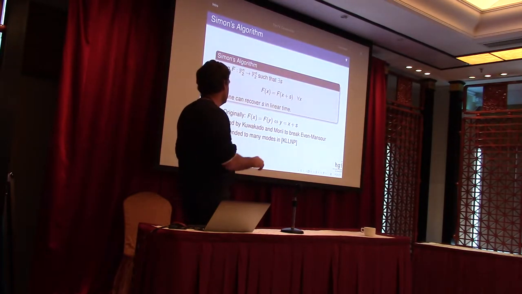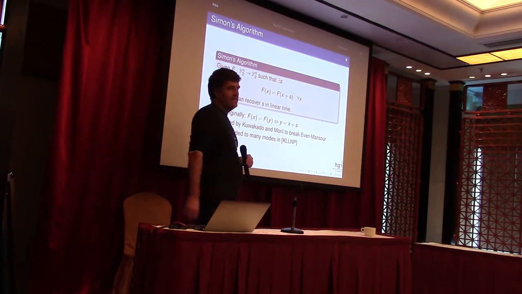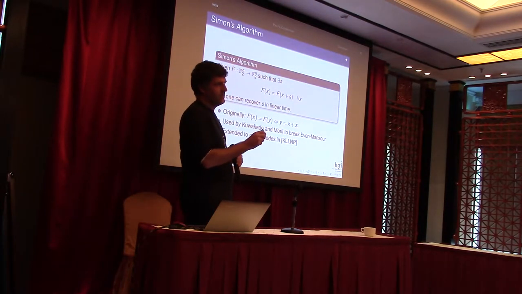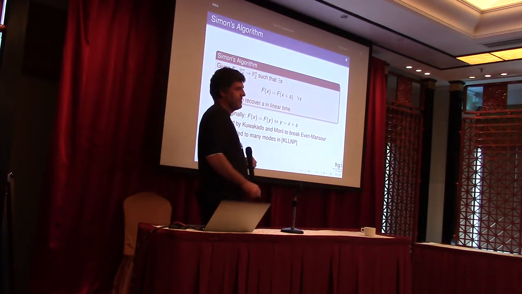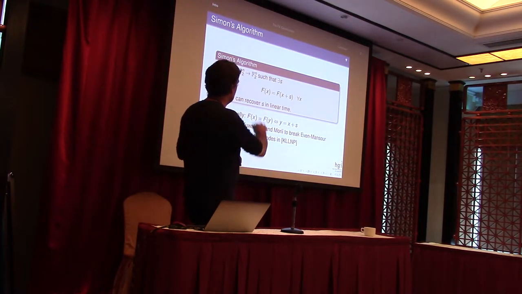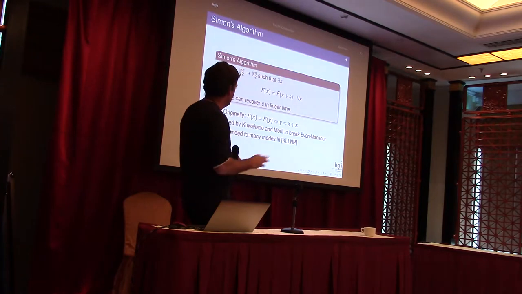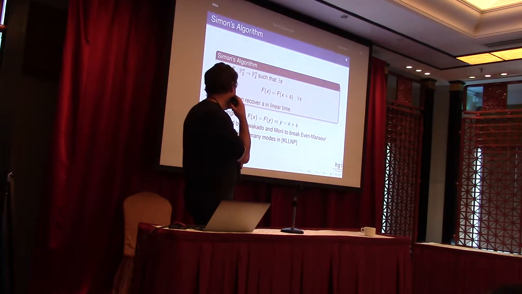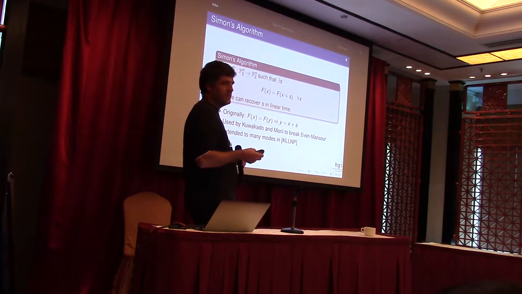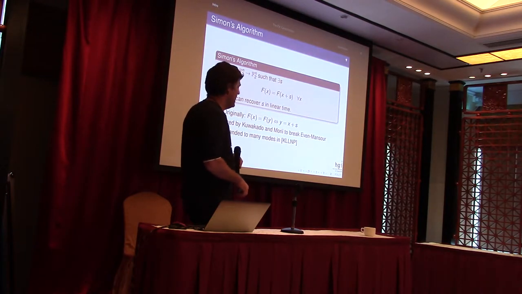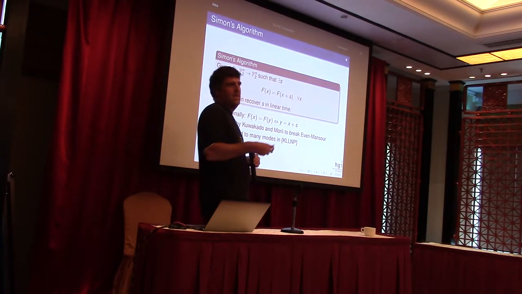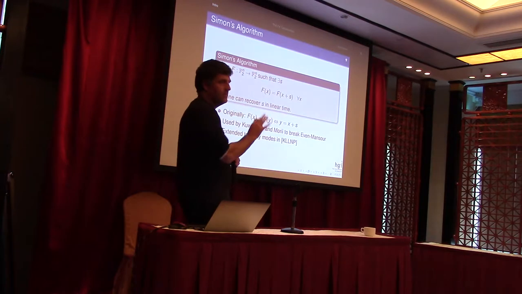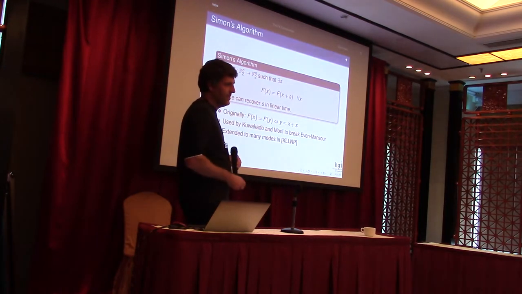Originally, the requirement was stronger: you needed the mapping f to be 2-to-1, so every output always comes in pairs. But it's enough that there exists such a period, and then you'll be able to find it. This was used to break Even-Mansour, and I'll explain in a second how. And then I think last year at Crypto it was extended to many modes of operation. It was basically the same idea: you make sure that your secret is the period.